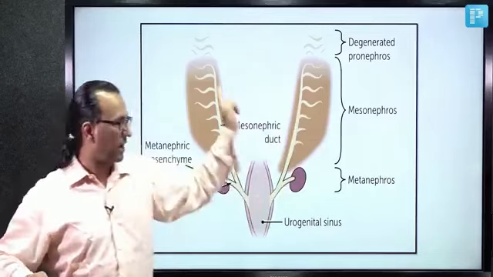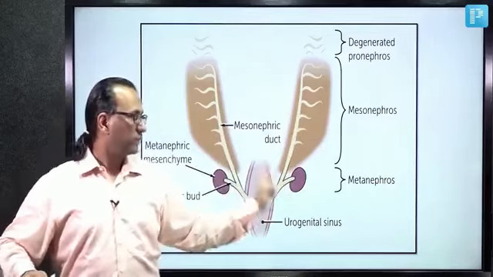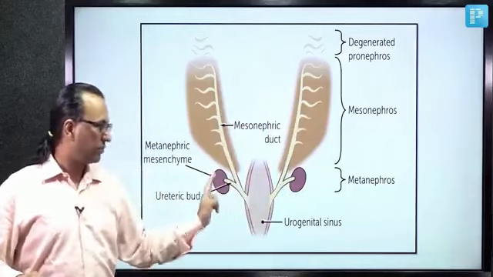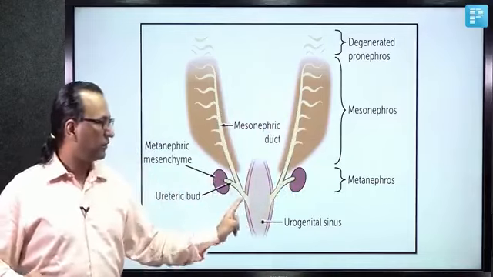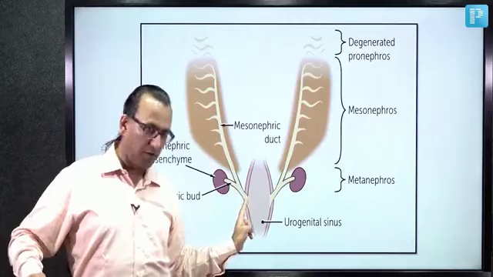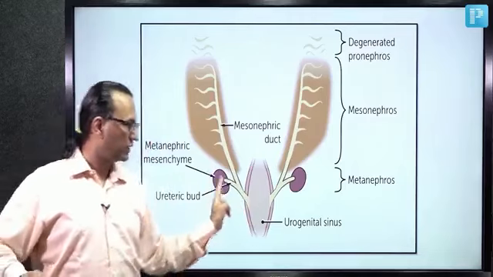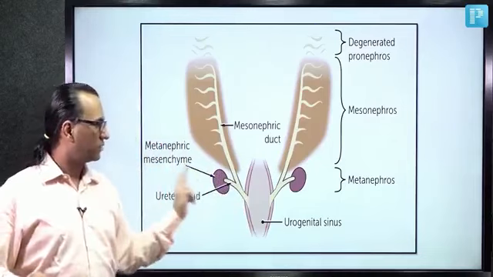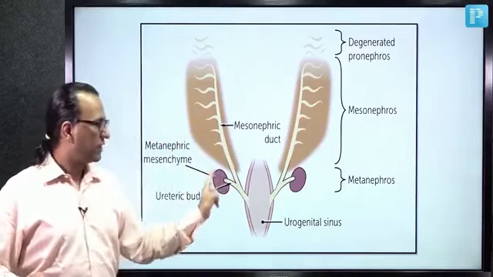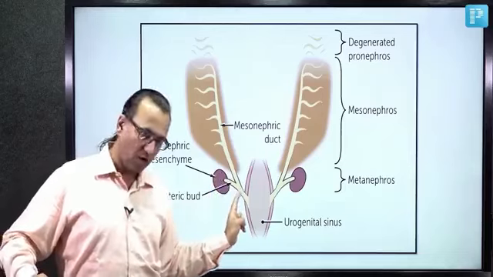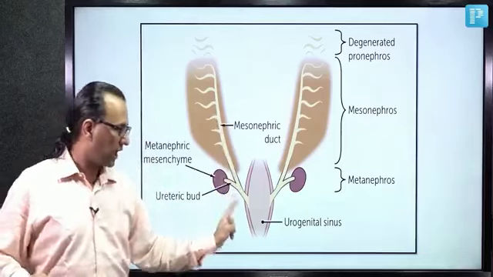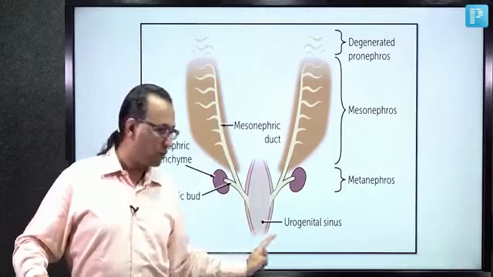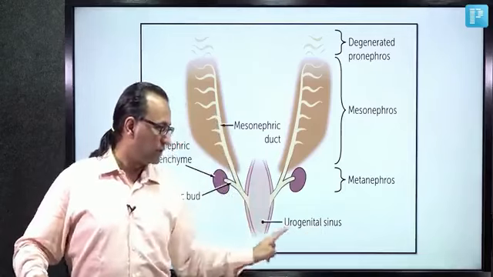right and left side, and they are going to give us what is called the ureteric bud. That ureteric bud which comes from the mesonephric duct will stimulate the metanephros to change it into metanephric blastema, and metanephric blastema is going to form the kidney, whereas the ureter will be coming from the ureteric bud or the mesonephric duct, and the bladder comes from the endoderm of the urogenital sinus.